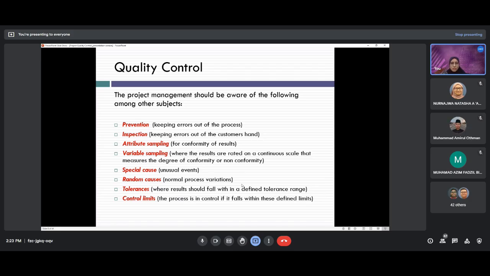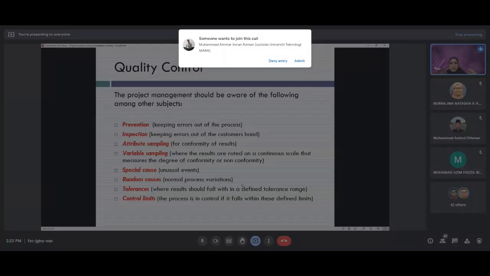Okay, the project management should be aware of the following, among other subjects. During the quality control process, the person in charge of quality must know about these terms. These are all the terms that we use in quality management. For example, the first one is prevention. Prevention means you want to keep any defects or errors out of the process, right? You want to prevent any defects. We don't want defects, because defects mean cost. So we want to eliminate the defects.